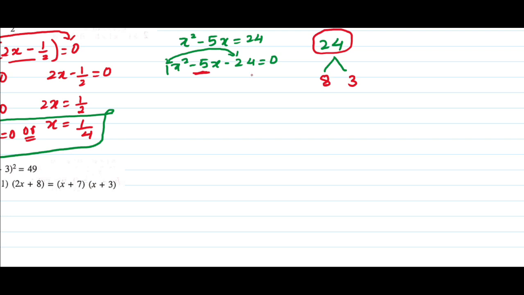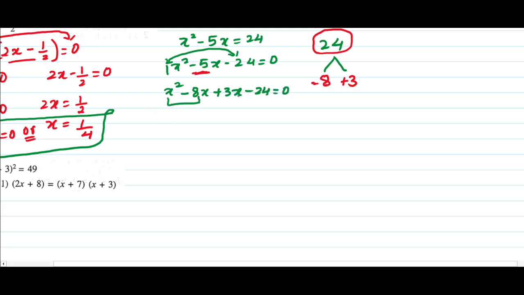8 minus 3 I'll get here as minus 5, that is minus 8 and plus 3. So in this order I have arranged the terms. So if I write like this, that is x square, instead of minus 5x I'll write it as minus 8x plus 3x minus 24 as it is, which is equals to 0.